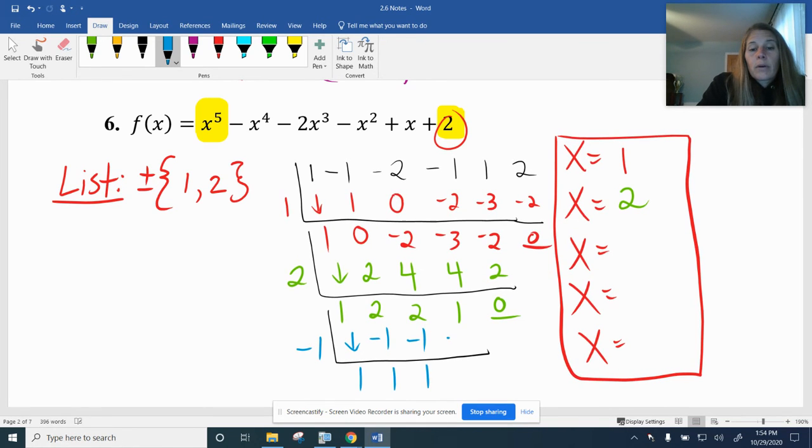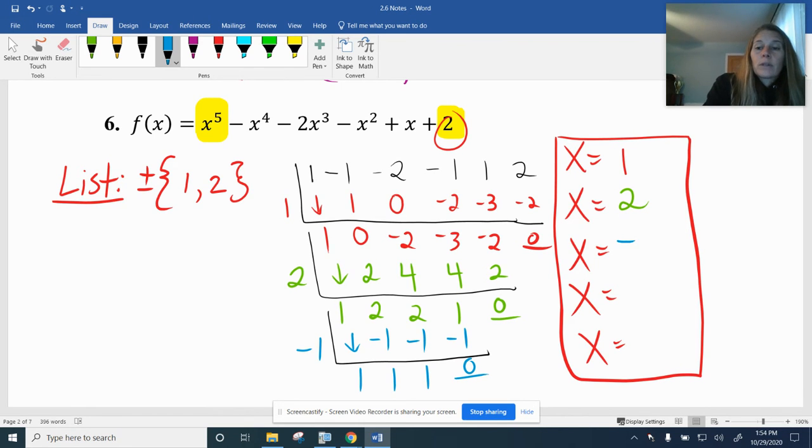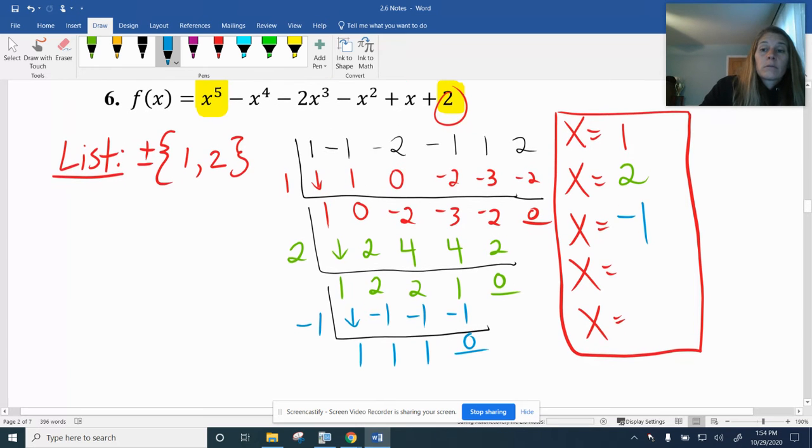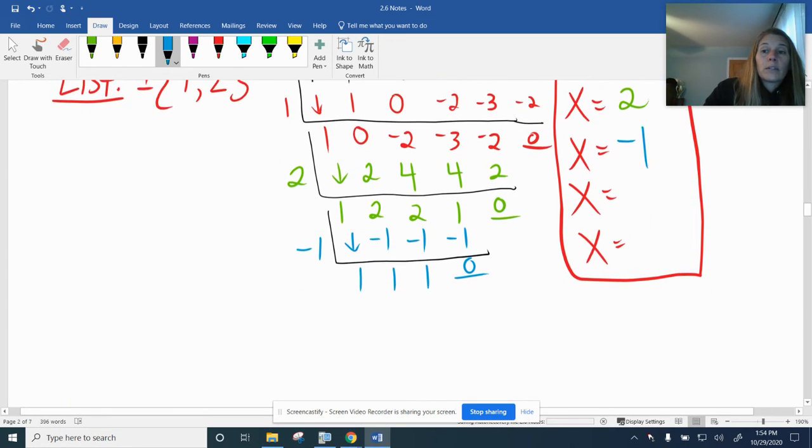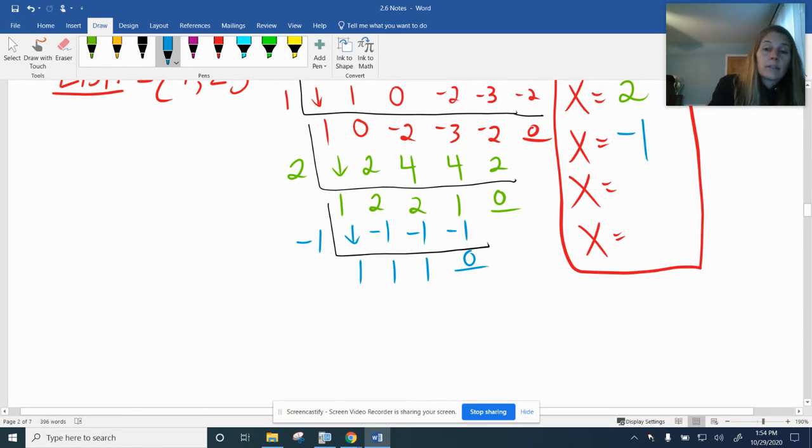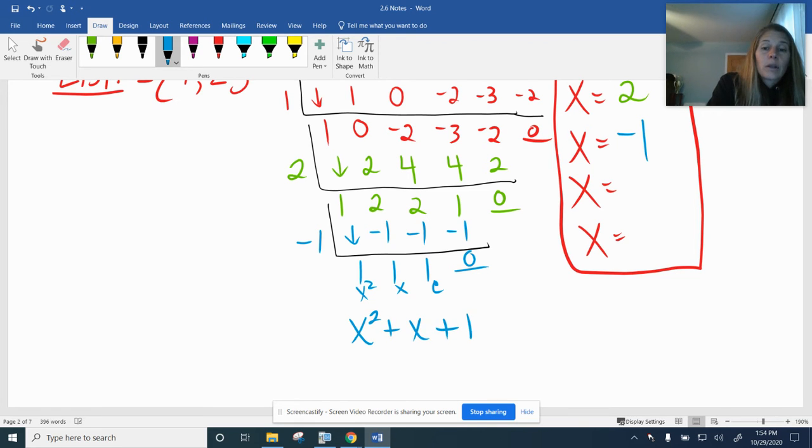Adding those up, I get a 0 at the end again. So we know -1 is also a solution. Now at the end here, once you get to 2 solutions left, it's easiest to factor. Remember, this is your constant, this is your x, this is your x squared. So we have 1x squared plus x plus 1 equals 0, and we would want to factor this.